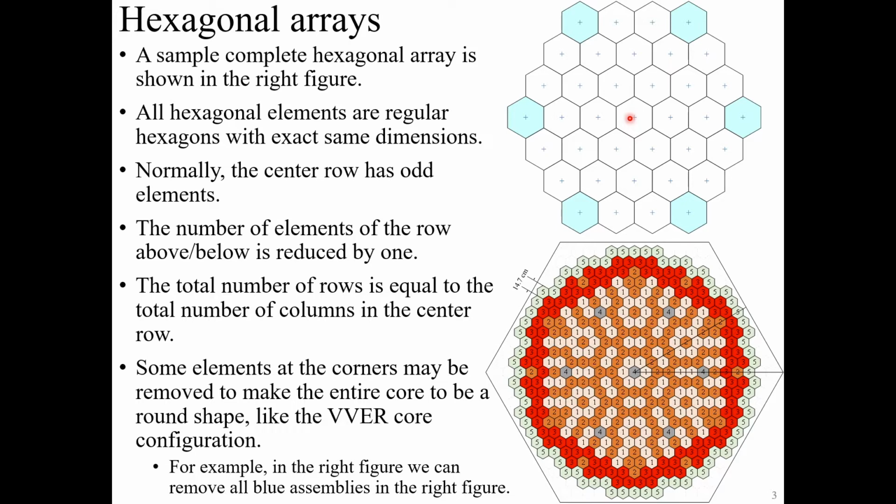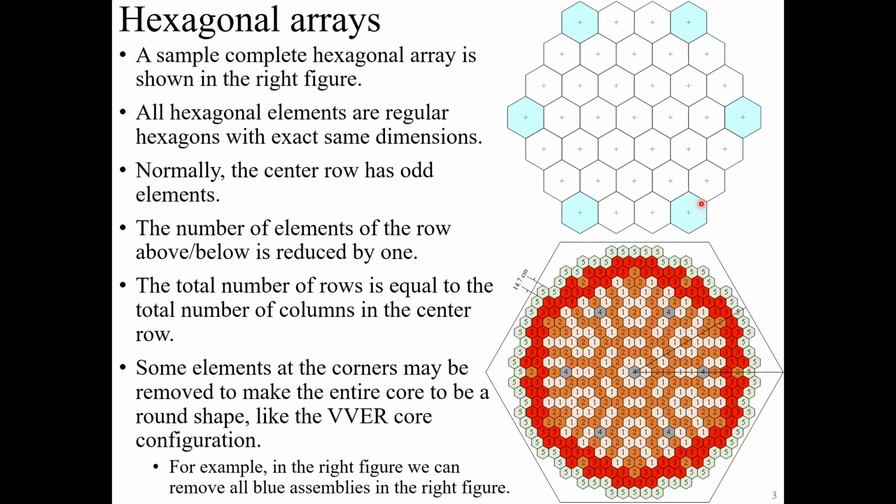In addition, the number of elements of the row above the center row or below the center row will be reduced by 1. For example, this row has 6 elements, which is 7 minus 1, you get 6 elements. And the row below this one will also be 6 elements as well. Then moving forward, you get 5 elements, then 4 elements.